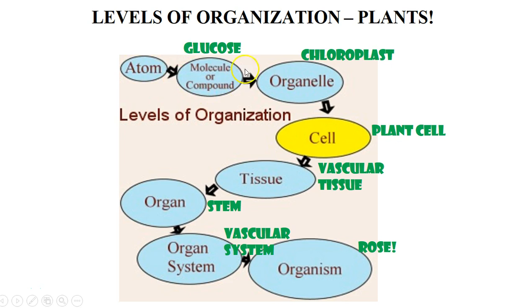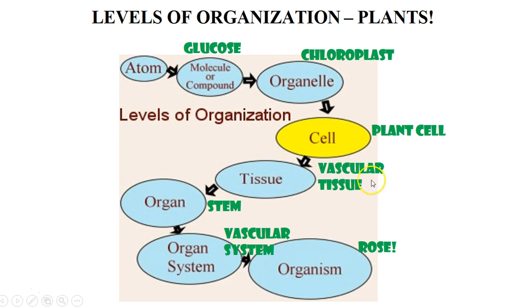So if we go back here, the molecule that we're going to discuss with plants is glucose. Glucose is the type of chemical energy that plants make through photosynthesis. This molecule is produced by the chloroplast with the help of sunlight and water and carbon dioxide. The chloroplast is located inside of a plant cell. Plant cells come together to make up tissue.